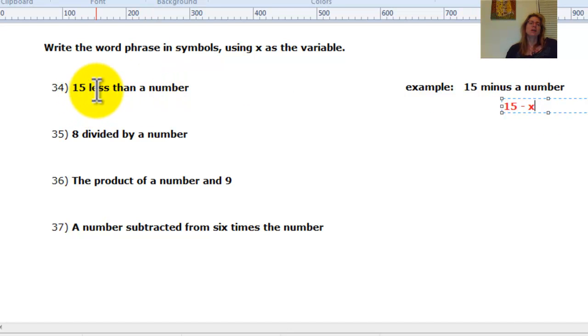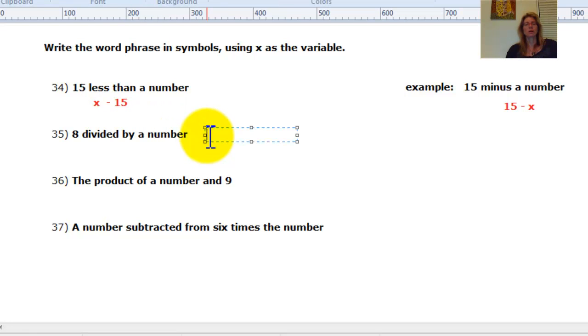Now, 15 less than a number is different. You have a number where 15 is less than that number. So it's x minus 15. And that's a different thing. So be careful. 15 is less than, it means you subtract it, than a number.